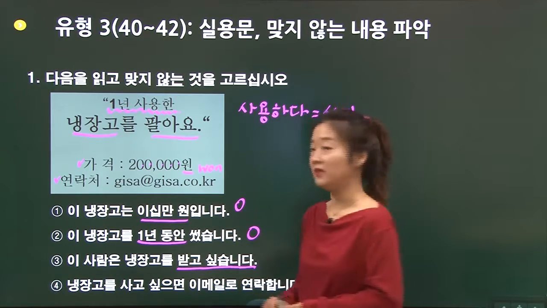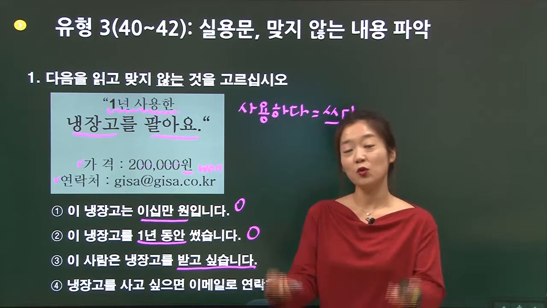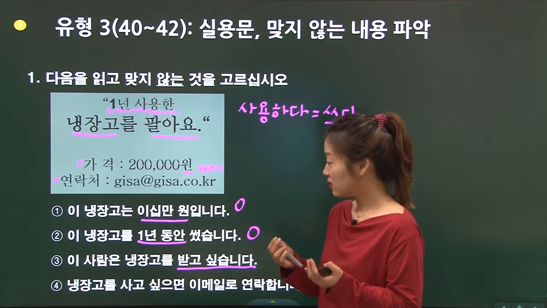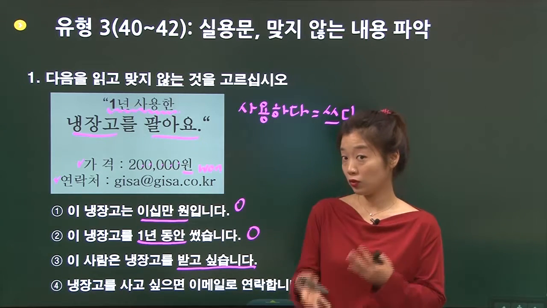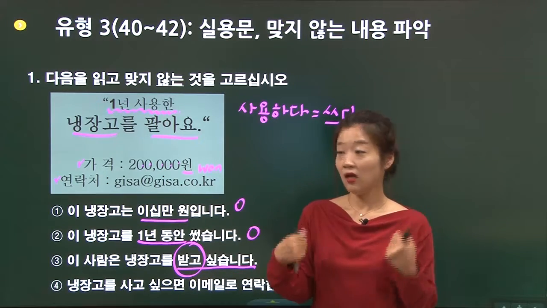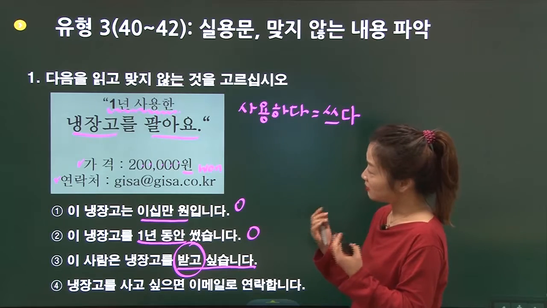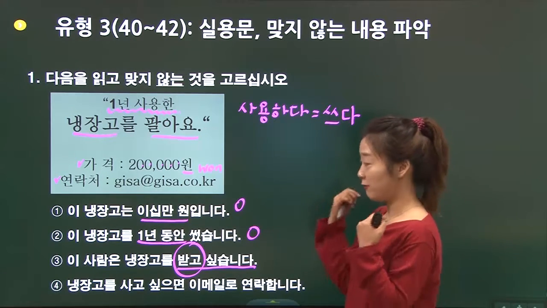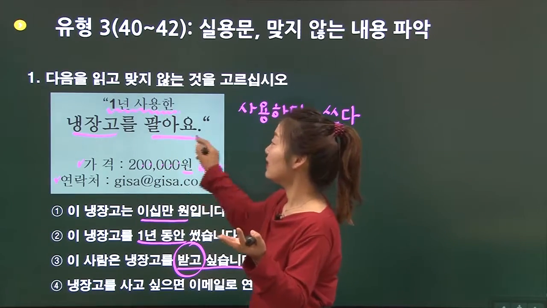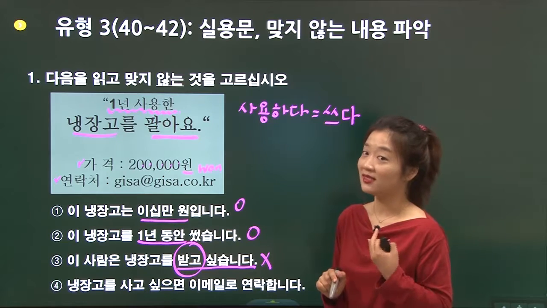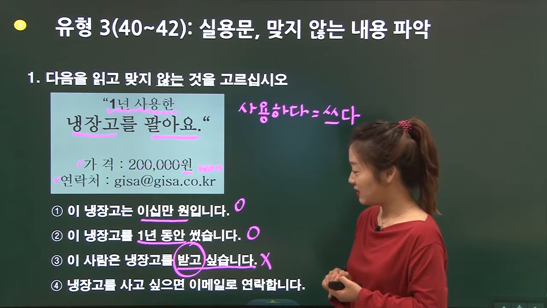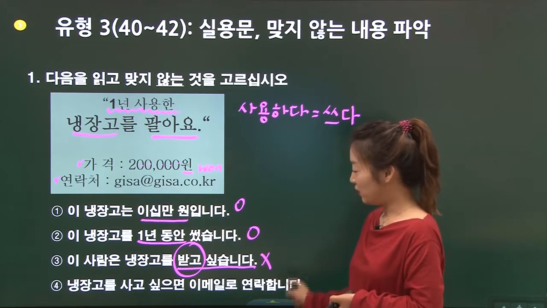And number three, 이 사람은 냉장고를 받고 싶습니다. 싶습니다 means want, right? What does this guy want to do? 받고 means get. So does this man want to get the refrigerator? No, right? He wanted to sell. So this is incorrect. Number four, 냉장고를 사고 싶으면 이메일로 연락합니다.